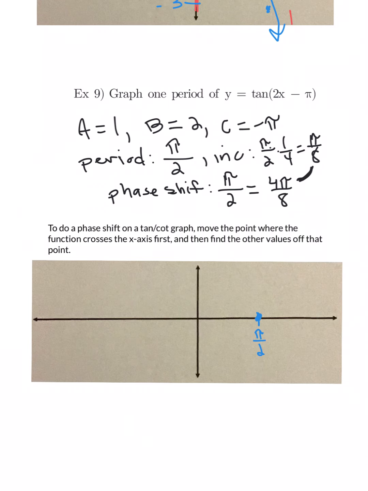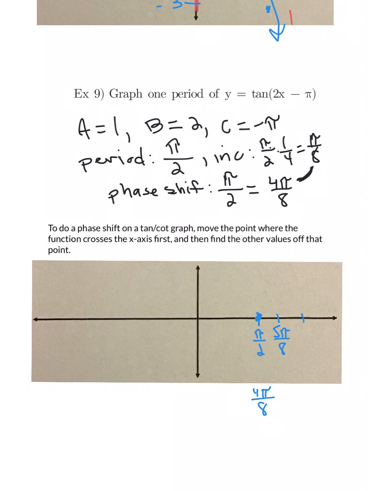So there's our 0 point. I'm going to put the common denominator version of that down below, 4 pi over 8. Our increments are pi over 8. Remember, we need 2 marks on each side of this 0 value. So the first mark to the right, 4 pi over 8 plus pi over 8, is going to put me at 5 pi over 8.